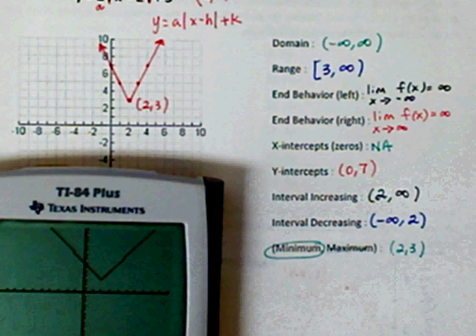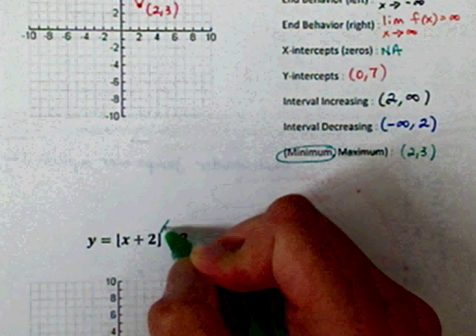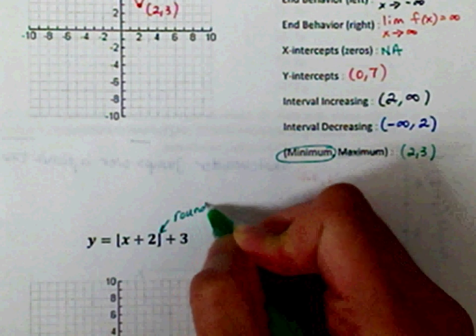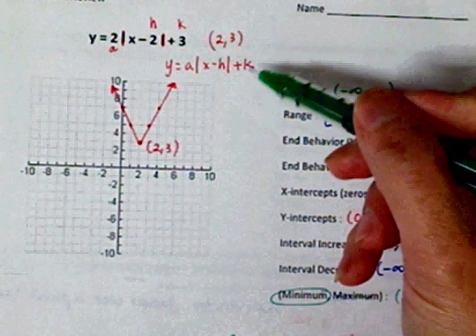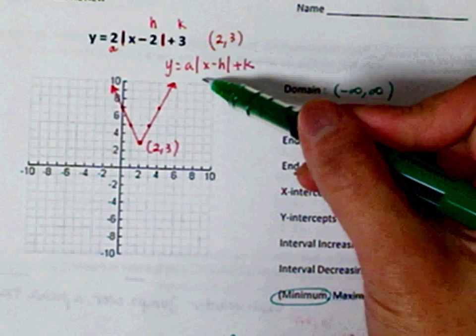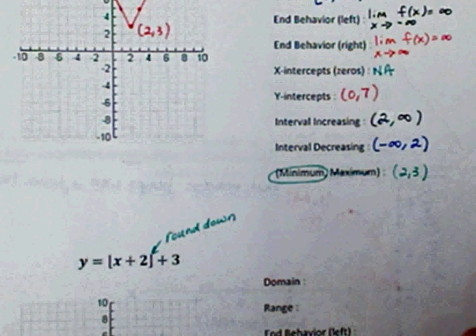Okay? All right. Now let's take a look at this one. This one is you are rounding down. Okay? So keep that in mind. Same function as this one, except the symbol is not straight up and down. It's got a little step to it, and this is called a step function.